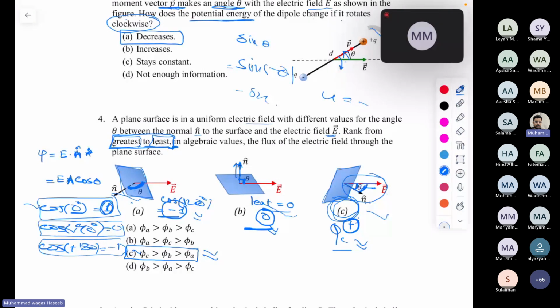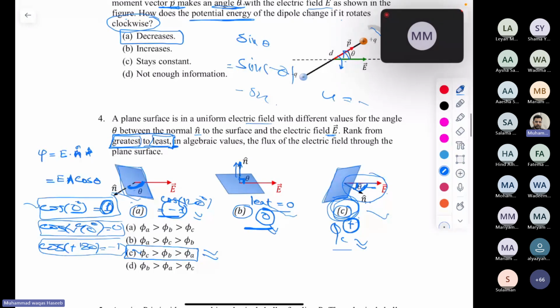Or at least identify these options as well, greatest to least. He can ask you least to greatest. Least to greatest means this is the least, then this, and then this. So if the question is reversed, then you need to answer like that.